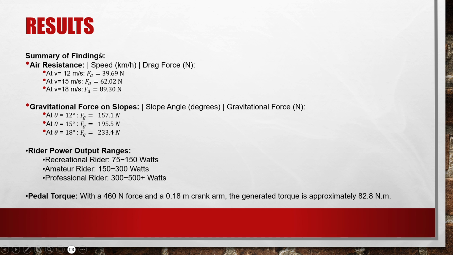And now, here are the results. This is for air resistance: as you can see, when V is equal to 12 meters per second, we get this. At 15 meters per second, we get this. And at 18 meters per second, we get this. Conventional forces, same thing, just like I told in the previous slides. This is just a summary of my findings, my calculations.